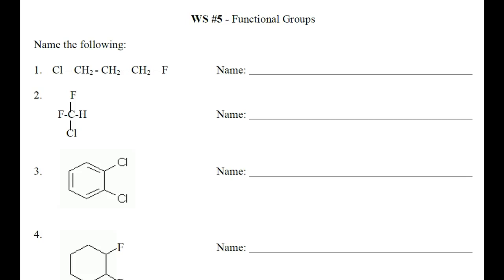Here is a screencast on naming functional groups in organic compounds. So this first one, we have 1, 2, 3 carbons. The base name for 3 is propane. Ane because they're single bonds. Prop is 3, and we have 2 functional groups. We have a chloro and a fluoro.